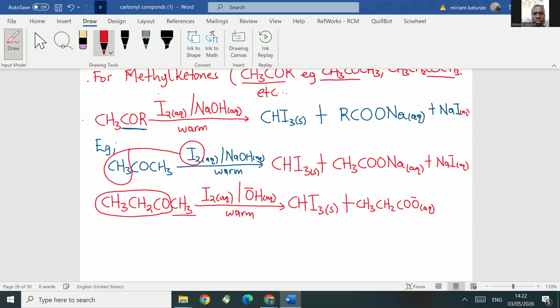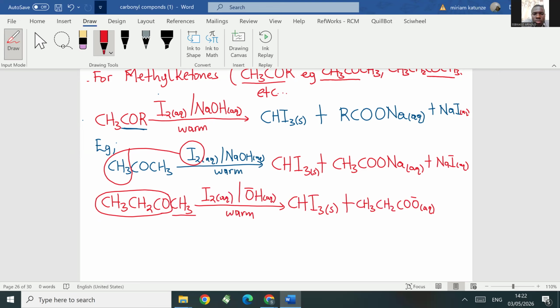Hope I'm clear. Now I have been mentioning what you can ask me. Sir, you are mentioning that the remaining part is oxidized, yet earlier on you told us that ketones are not oxidized. Now this is the remaining part, not the ketone itself.